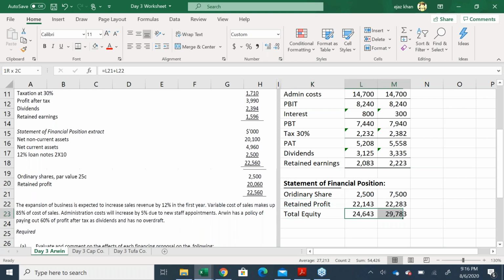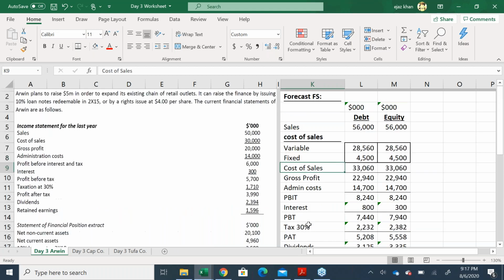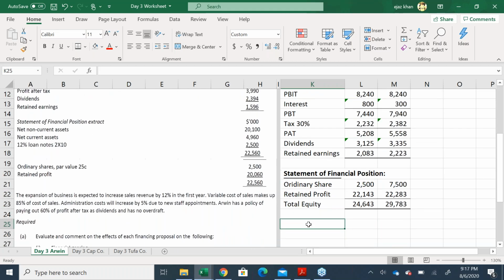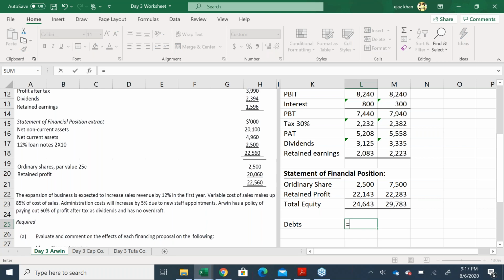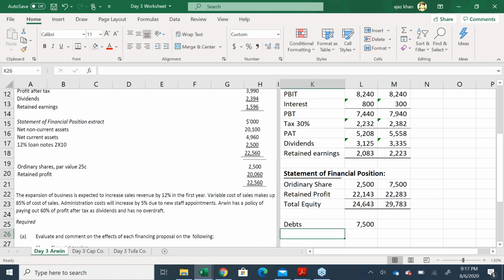So that's the equity figures. And what else we need is the long-term liability. That is the debt figure. Debts in the first case will be increased by 5 million. The existing one are 2,500. And the new ones will be 5,000, 7,500. And in this case, it will stay to be 2,500. So that's the debt figures.